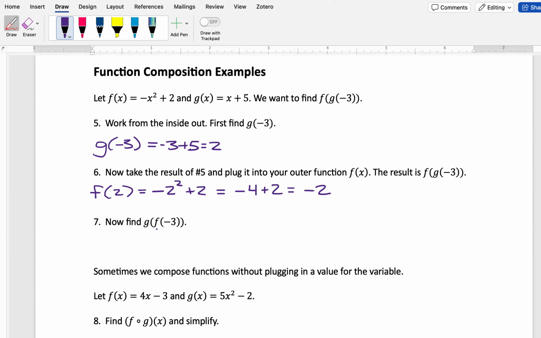Now we're going to find g of f of negative 3. So we're going to plug in the opposite order. First, I'm going to plug into f, negative 3 for x. Now be careful here. This minus negative does not automatically turn into plus. We have to do the squaring first and then apply the negative sign. So negative 3 squared is positive 9. So this is negative 9 plus 2, which equals negative 7.